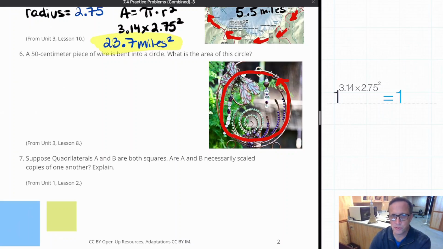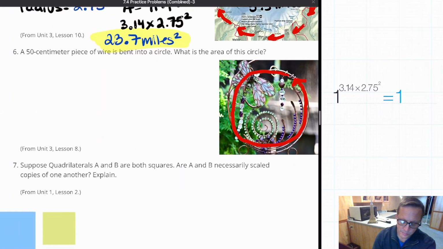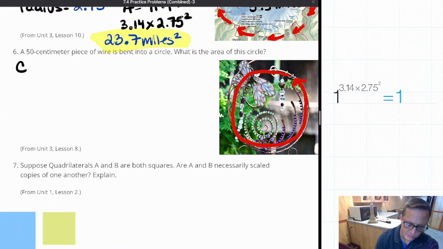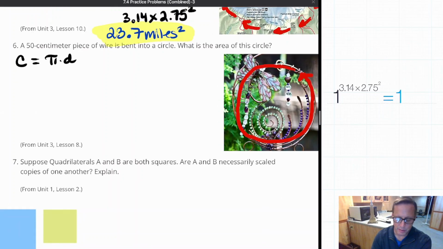And remember, circles don't have a length and a width, they have a diameter. I guess you can call that a width, but it's the segment across the center of it. All right, so this, like I said, is describing circumference. And circumference is pi times diameter, right? Pi times diameter right there.